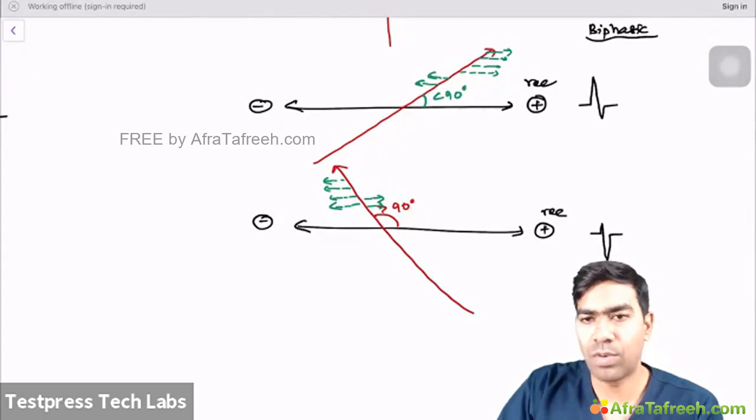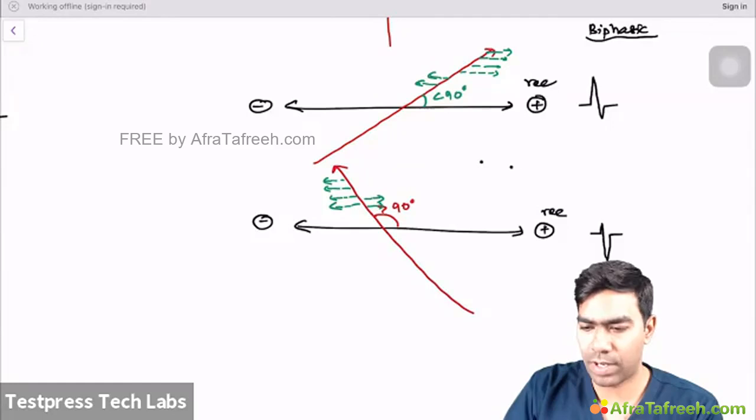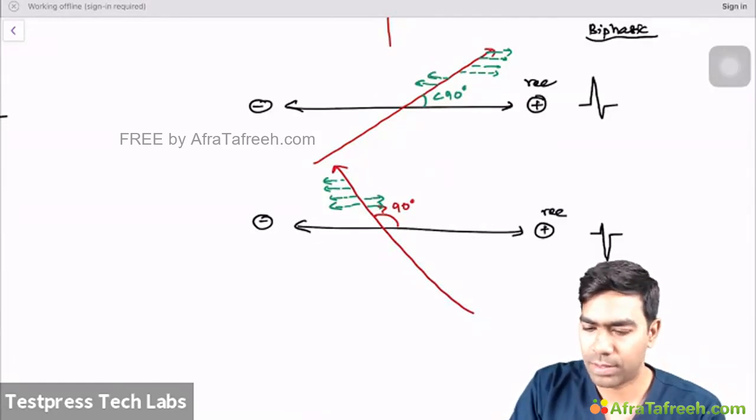because this is how you're going to find out the axis later on when I teach about the axis.